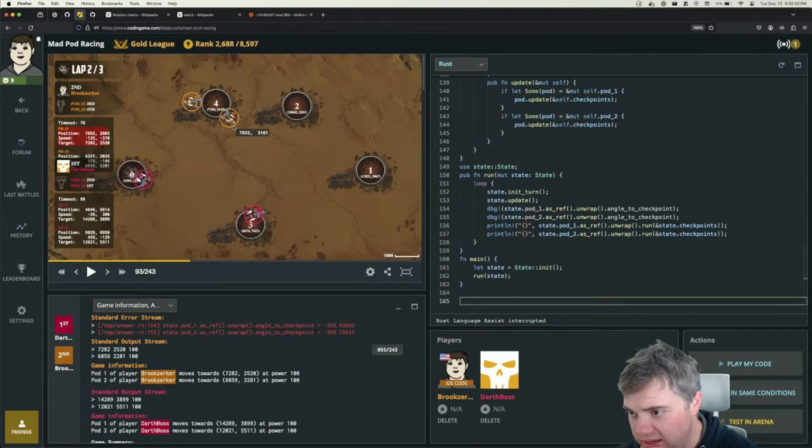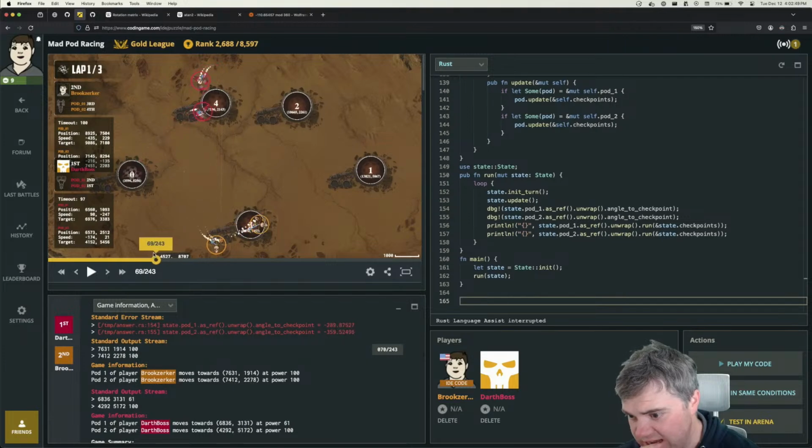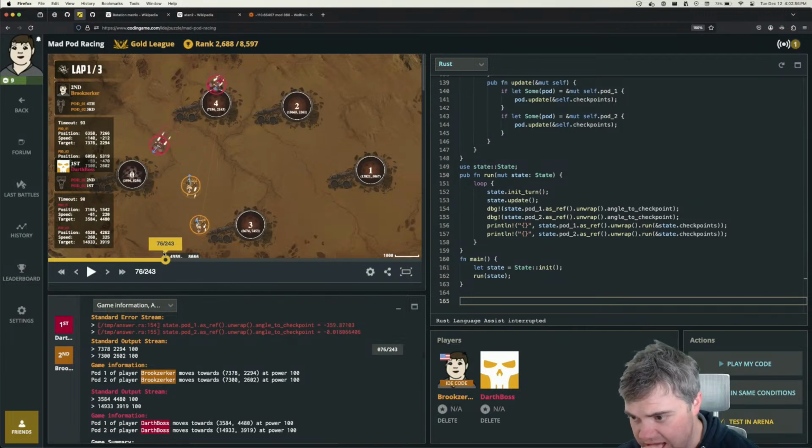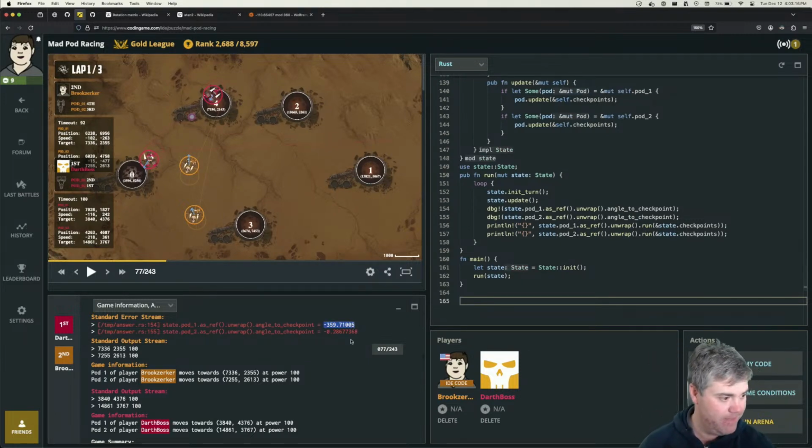So pod 1, wait, what happened here? Okay, so we hit 3. We're going to 4. Your pod 1 is going pretty much straight towards 4, and so that's negative 0. Pod 2 is going straight to 4, and it's negative 359. So that's incorrect.